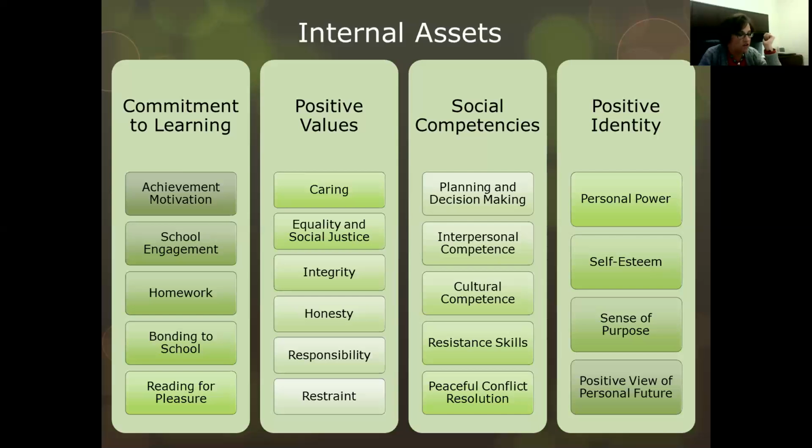Cultural competency: they have knowledge and comfort with people from different cultures, racial and ethnic backgrounds. Resistance skills: a young person can resist negative peer pressure in dangerous situations. And peaceful conflict resolution: the young person seeks to resolve conflict non-violently. When you think about those, to me these are all big things. They're not going to be learned by a 6-year-old. There are times some of these pieces I'm still trying to learn.